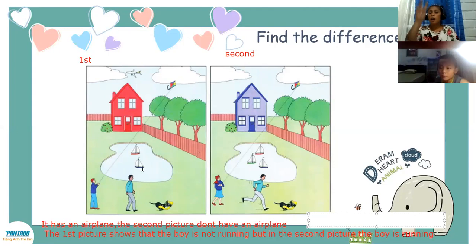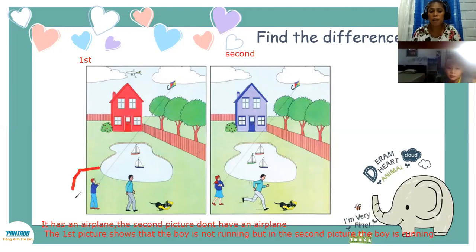Okay, very good. Last one, we have five. Find the last one. In picture one, the boy is flying the kite, but in picture two, the girl is flying the kite. Okay, in the first picture, look at this one. In the first picture, it's the boy who is flying the kite. And in the second picture, it's a girl.